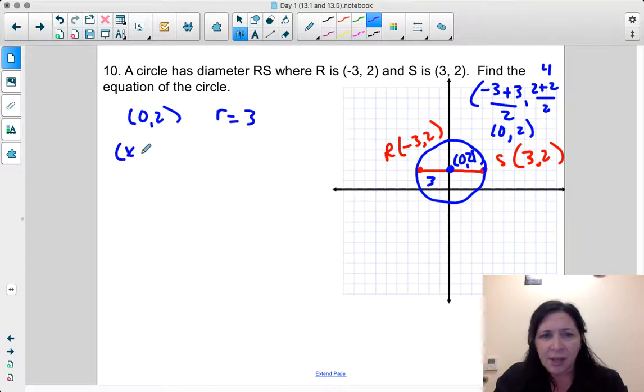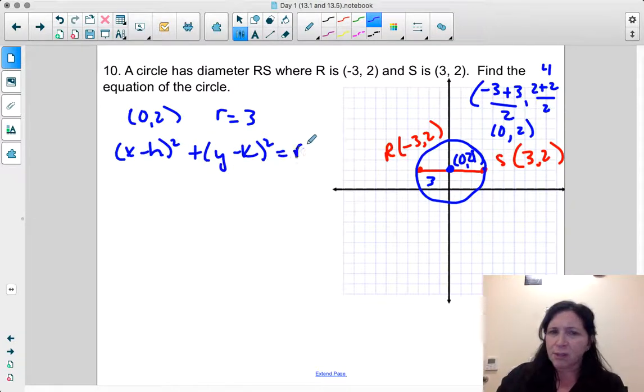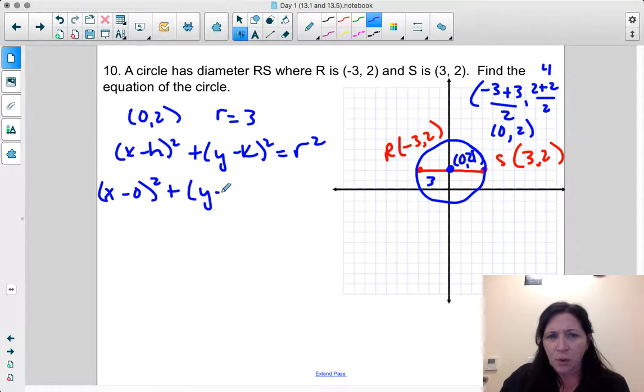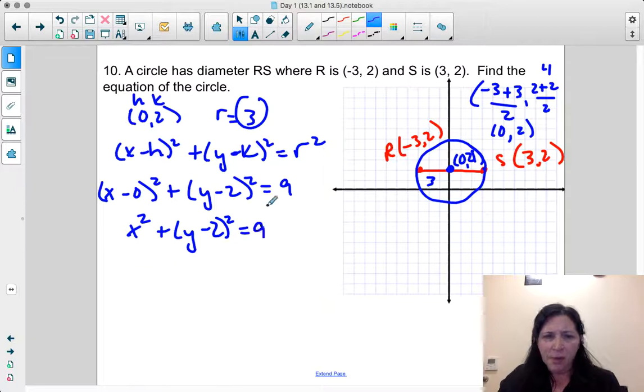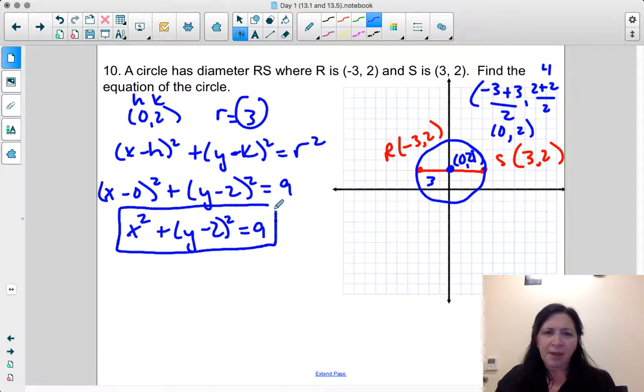So using the equation (x minus h) quantity squared plus (y minus k) quantity squared equals radius squared, we're going to go (x minus 0) quantity squared plus (y minus 2) quantity squared. Remember, this is the opposite of k. So if this is (h, k) and k is 2, this is negative 2, equals my radius, 3 squared. 3 squared is 9. Just a little simplification, we have x squared plus (y minus 2) quantity squared equals 9. And that's my equation in standard form for my circle.